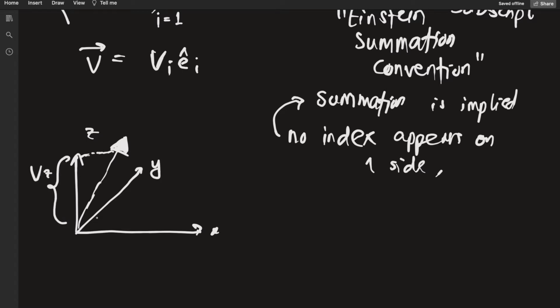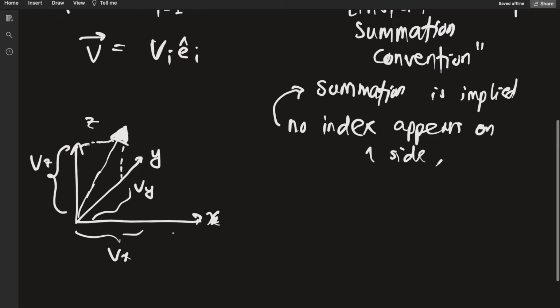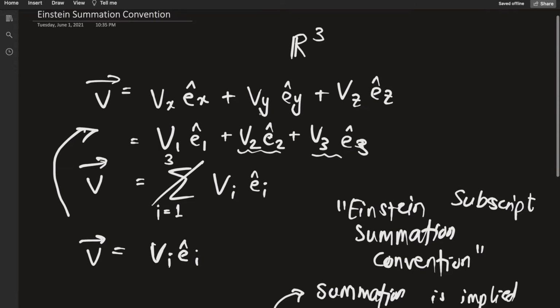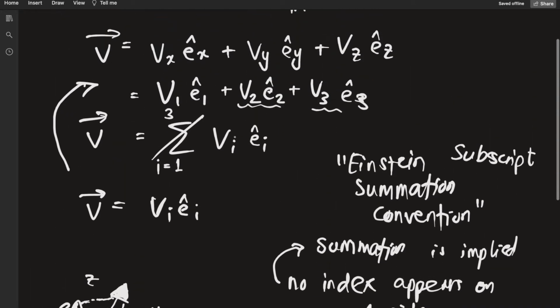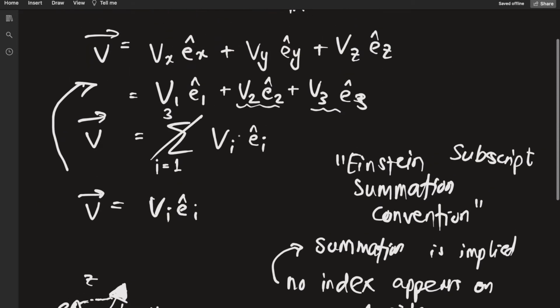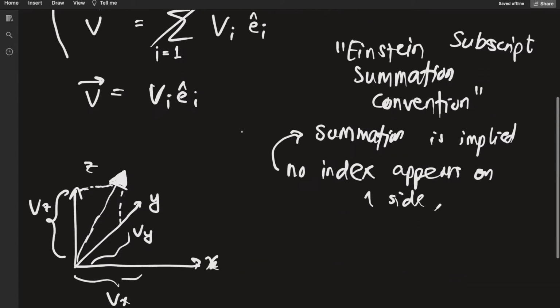Project that on the y, that's the y component. Project that on the x, that's the x component. So that's basically how it looks like, and this is nothing new. I mean, this is basic vector algebra. Honestly, I'm sure you must have done this in the past, in high school at least.